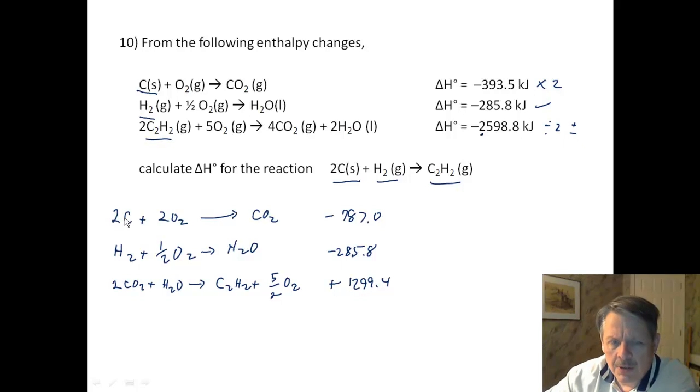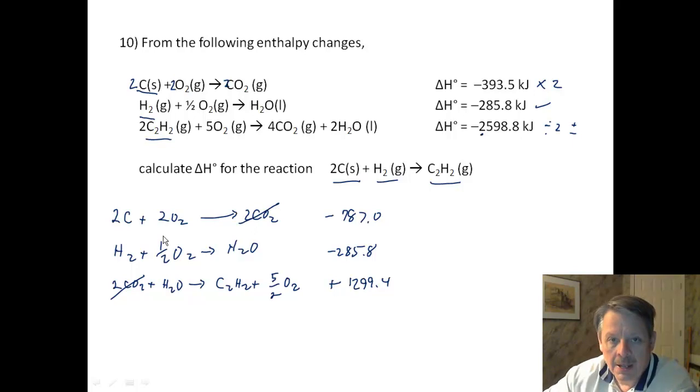Let's see, I've got 2 C's over here. I don't have anything to knock it out. I've got an H2 on the left. I don't have anything to get rid of it. I've got 2 CO2s. Well, I do have something to help me out. All right, I made a mistake here. I had to multiply by 2. I did not multiply by 2. So I made a mistake. 2 CO2s, 2 CO2s cancel.